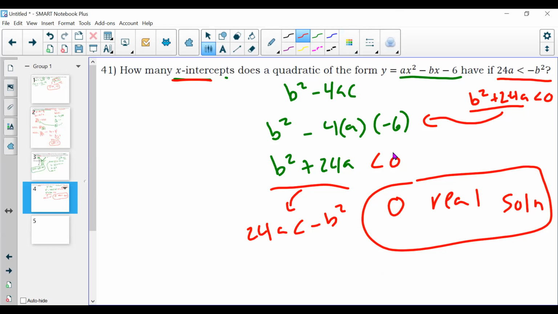The green side was figuring out what my discriminant actually is, because I have this inequality, but I don't actually know what that inequality is or how it's related to the graph. So I figured out my discriminant first, what it actually is. Then I took the red side and solved it to equal the discriminant. And then from there, I can see what the inequality tells me. It told me that b squared plus 24a, which is my discriminant, is less than 0. So I have 0 real solutions. I got it. Thank you so much.